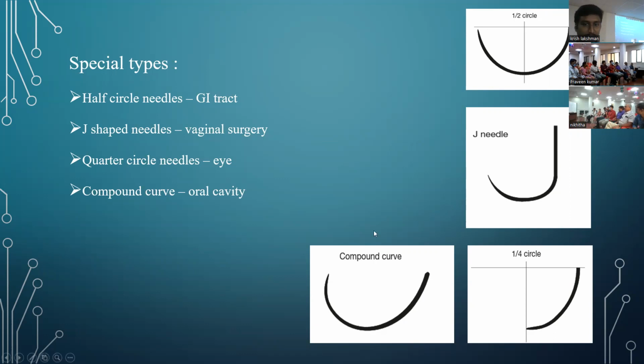Tell me the principle behind it: why do you need different curves? What is the importance of the curve and length of the needle? Depending upon the depth of the incision and how far apart from the skin edges you need to get, based on that we will require these different circles.